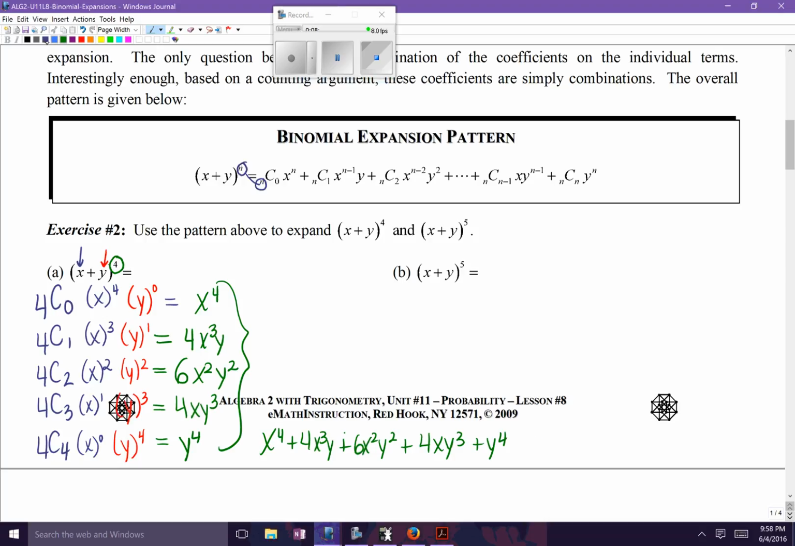Now let's try it for something raised to the 5th power. So this time we're going to start with 5 choose 0, 5 choose 1, 5 choose 2, 3, 4, 5. All right, so now we're going to remember the powers of x are descending. So it's going to be x to the 5th, x to the 4th, x to the 3rd, x squared, x to the 1st, x to the 0. The powers of y are going to be ascending, meaning going up.